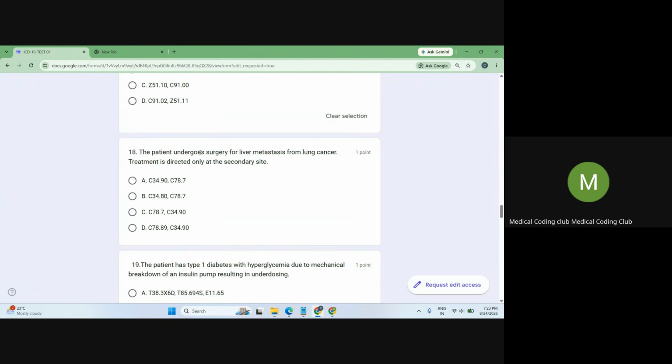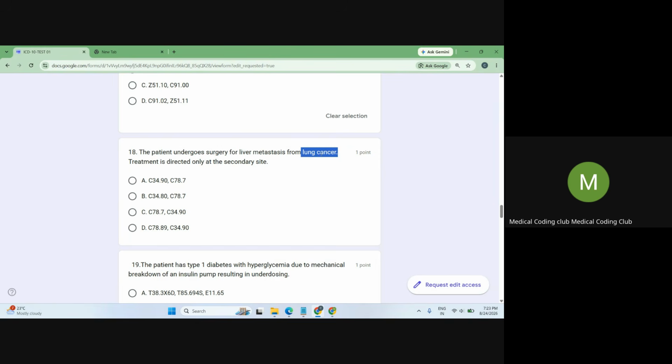So next, the patient undergoes surgery for liver metastasis from lung cancer. Treatment is directed at the secondary site. So you know the sequencing rule of neoplasm also. If they give treatment towards the primary site, that primary site will be coded as PDX. Same way, if they give treatment towards the secondary site, the secondary site will be coded as PDX. So here the patient got lung cancer. The patient got liver metastasis. Metastasis is nothing but the secondary site.